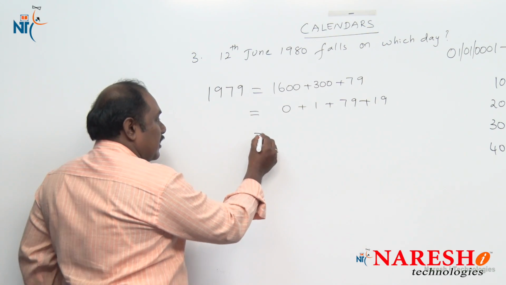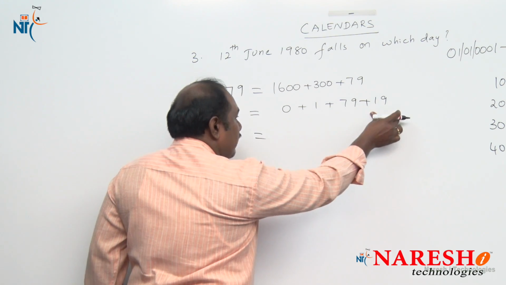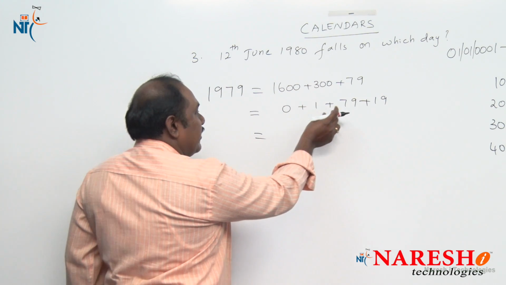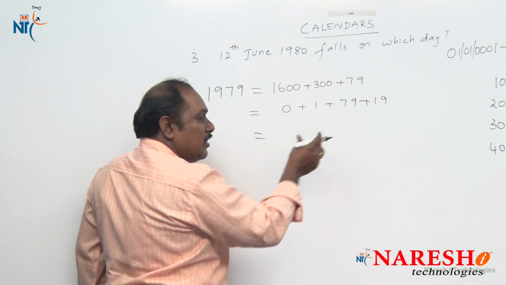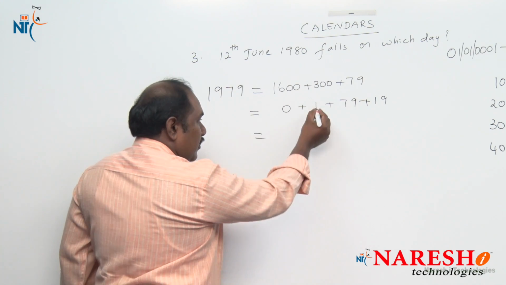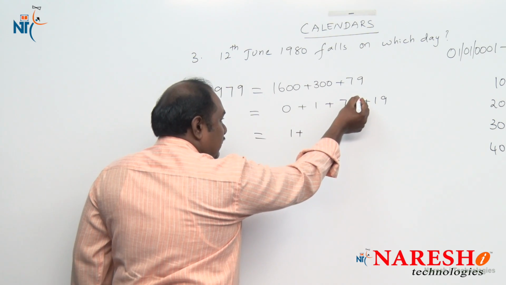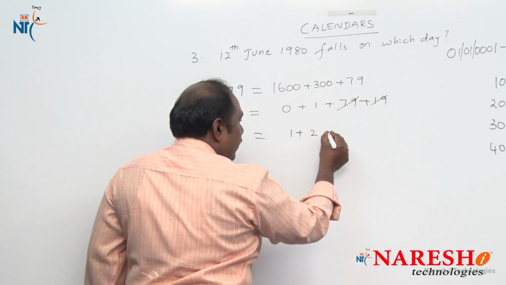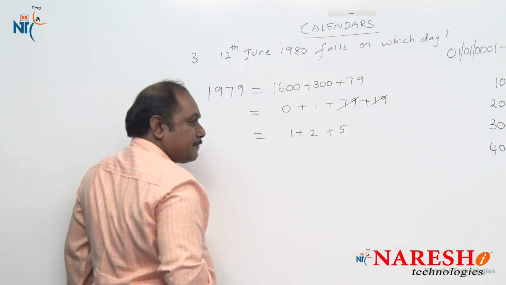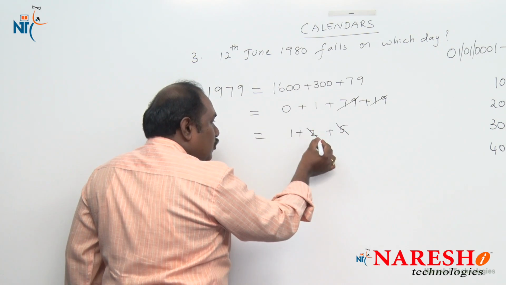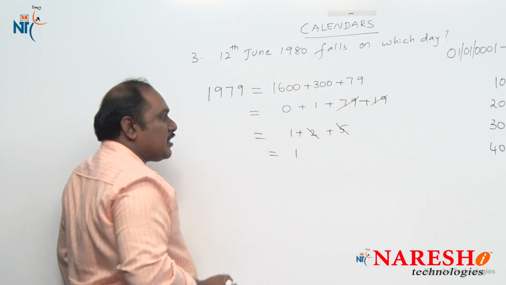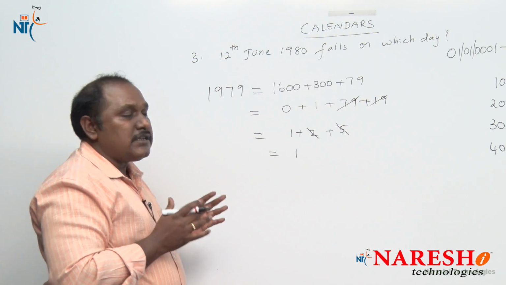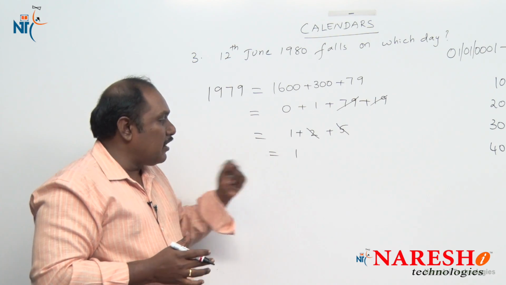Now dividing by 7. Instead of adding all the values and then dividing by 7 and finding the remainder, let's divide each and every term by 7 and add the remainders; you get the same answer. 1 is 1. Now 79 divided by 7, the remainder is 2. 19 divided by 7, the remainder is 5. Now again 5 and 2 make a week, so odd days are 1. So till 31st December 1979 we have 1 odd day.